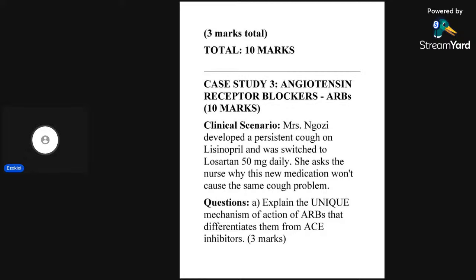Why do you think this one will not cause it? So explain the mechanism of ARBs and differentiate them. Obviously, we already answered that. ARBs are receptor blockers because they will not alter the concentration of ACE inhibitors. They do not alter the constitution of the ACE enzyme. They will allow the ACE enzyme to be in the body so that it will be able to break down the bradykinin.